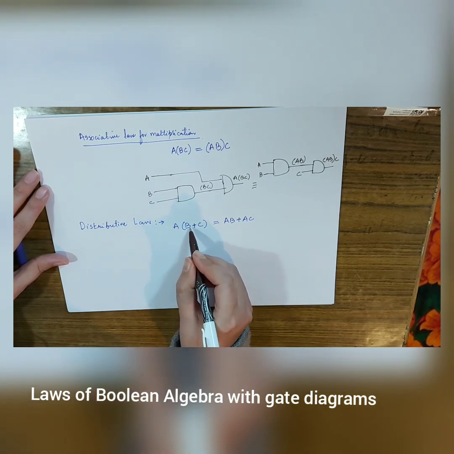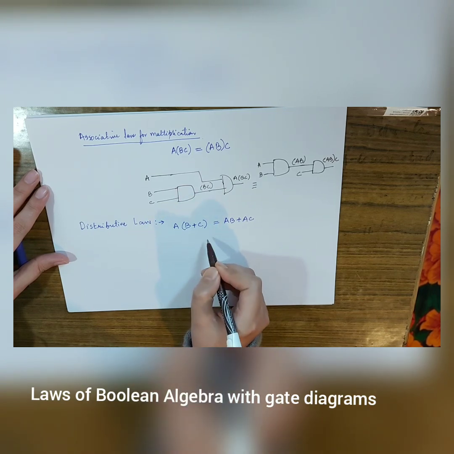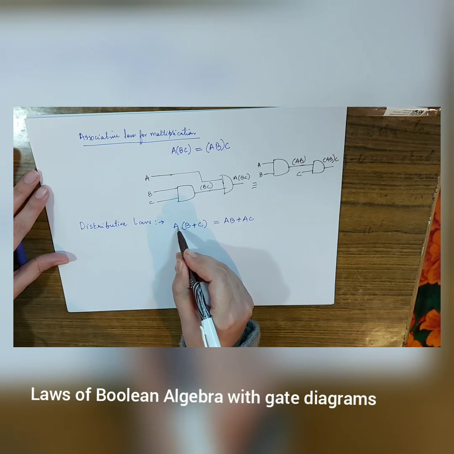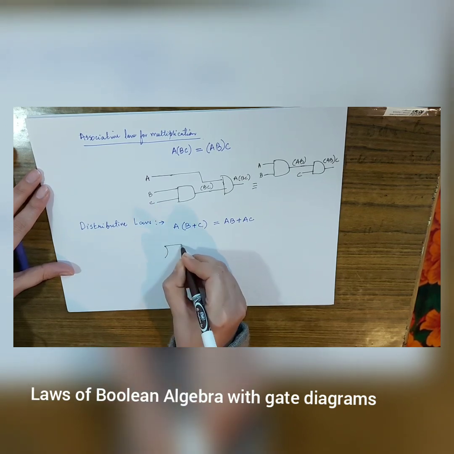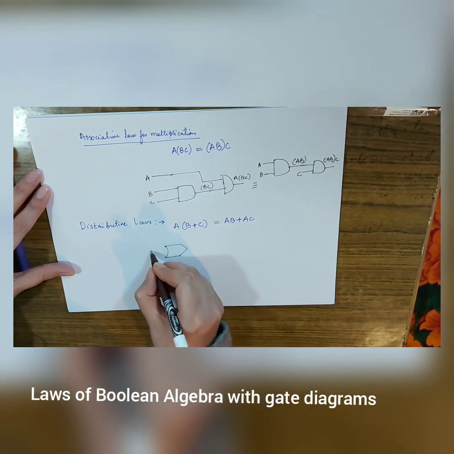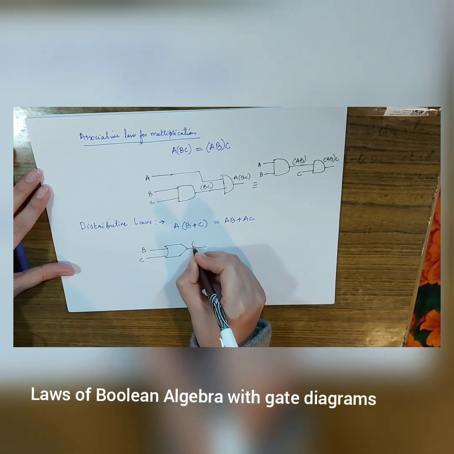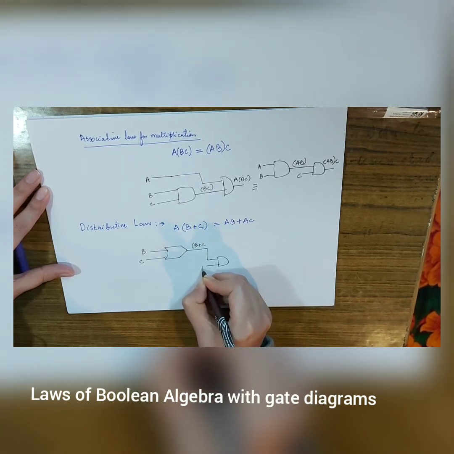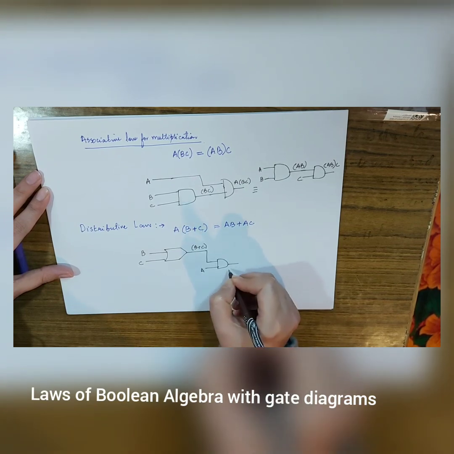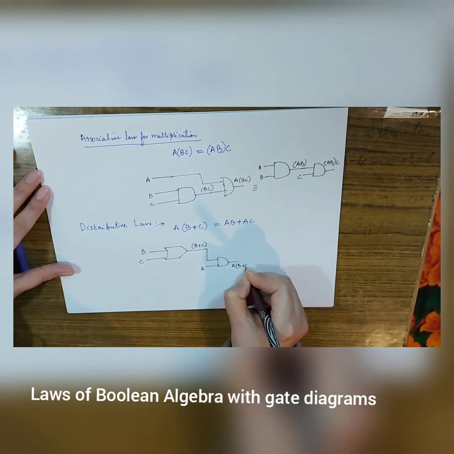So first we have to evaluate the bracket. That means we have to first apply the OR gate, that is B plus C. The inputs to this OR gate will be B and C, and then the output of this gate will be applied to another AND gate whose other input will be A. So the output of this OR gate will be B plus C, which will act as an input to the AND gate, whose other input will be A. So the output of this gate will be A multiplied by B plus C.